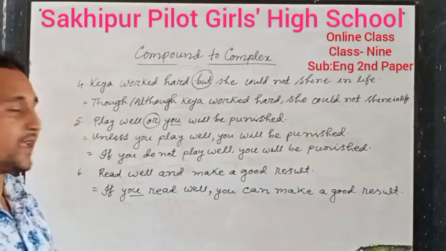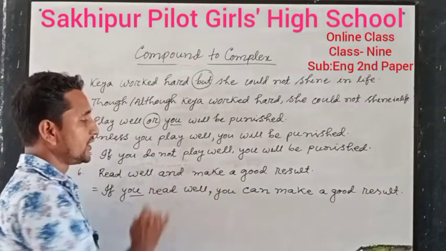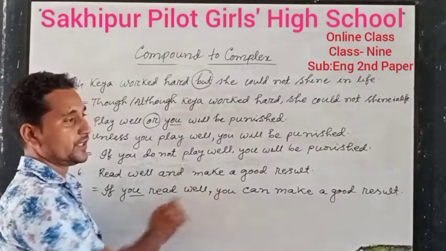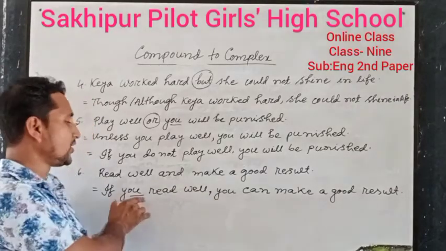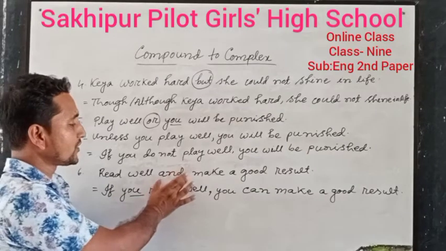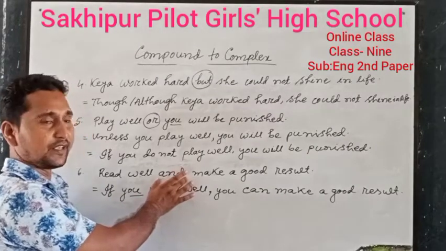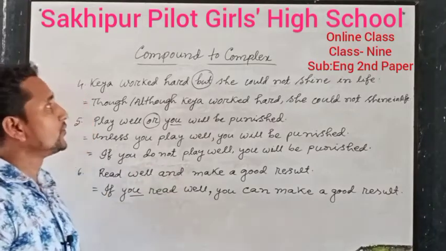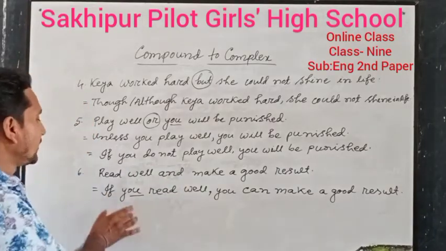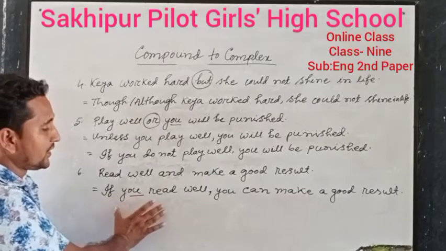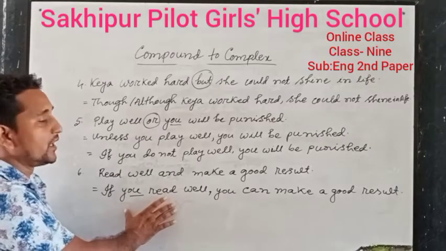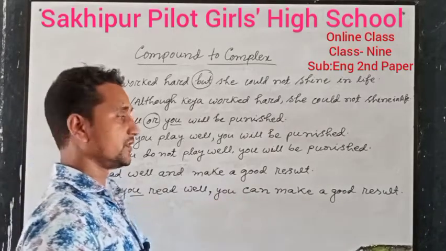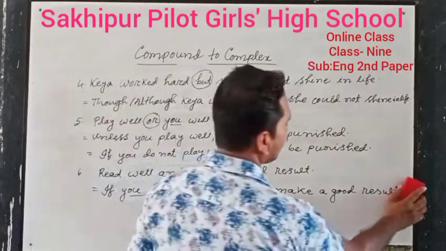Are you clear? If there is no subject in the sentence, then you have to think this subject will be the second person. And if both the clauses are connected with the conjunction and, if we are to change into complex, we have to use if, and the clause will be affirmative and the subject will be second person. Okay, come to another rule.